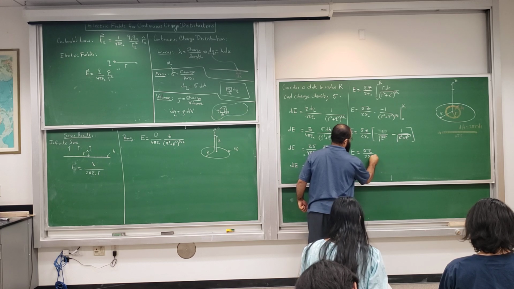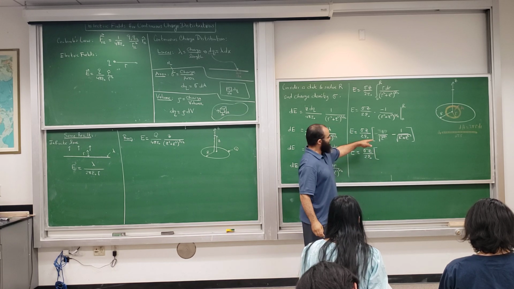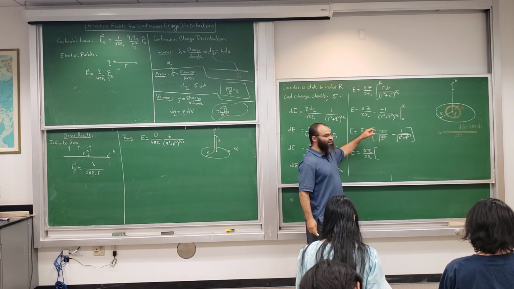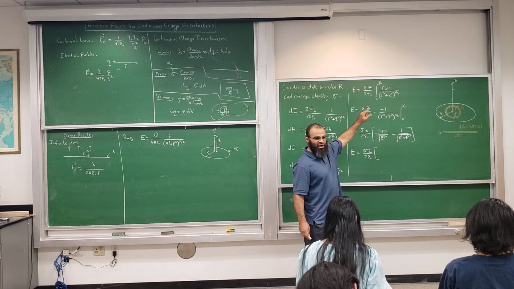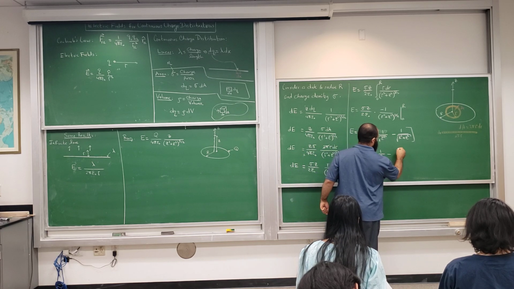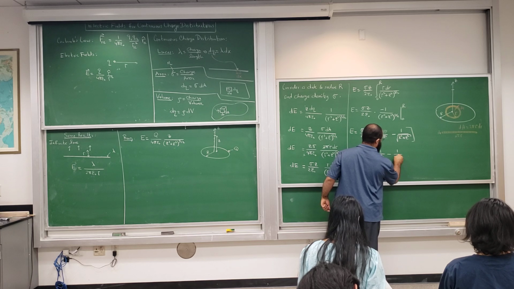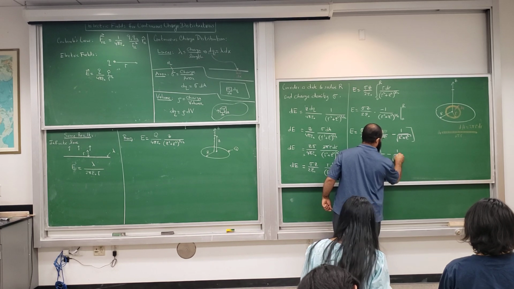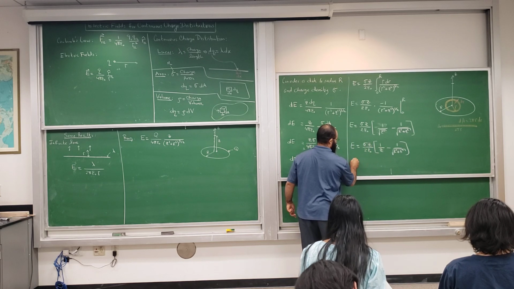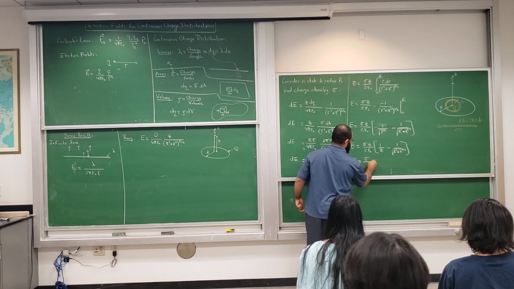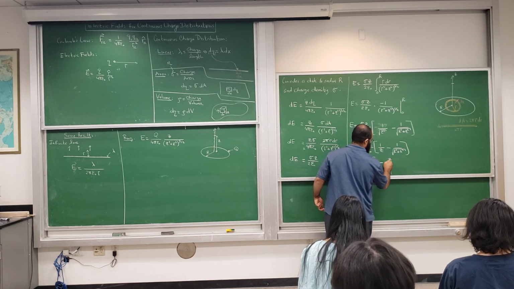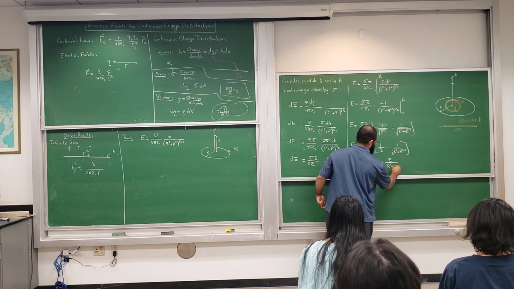So E would be sigma over 2 epsilon naught, and what's 1 over the square root of z squared? Technically it's the absolute value of z, but we're just focused on positive z, so it's just 1 over z, and then minus 1 over the square root of r squared plus z squared. One more modification: take this z inside. So E is sigma over 2 epsilon naught times (1 minus z over the square root of r squared plus z squared).